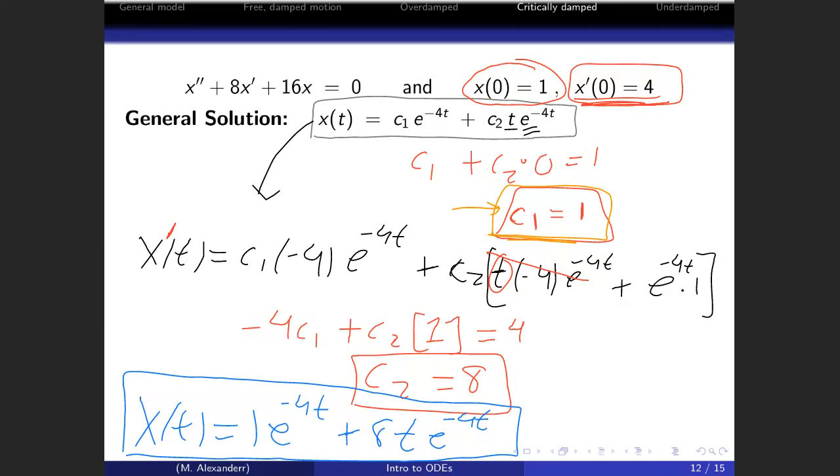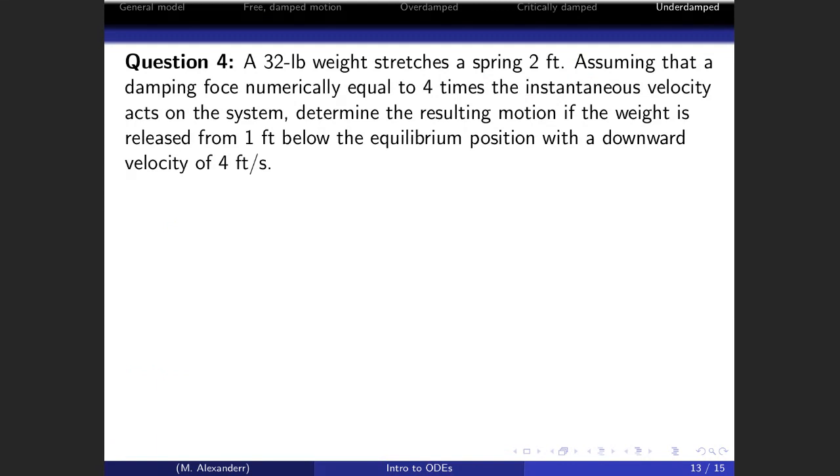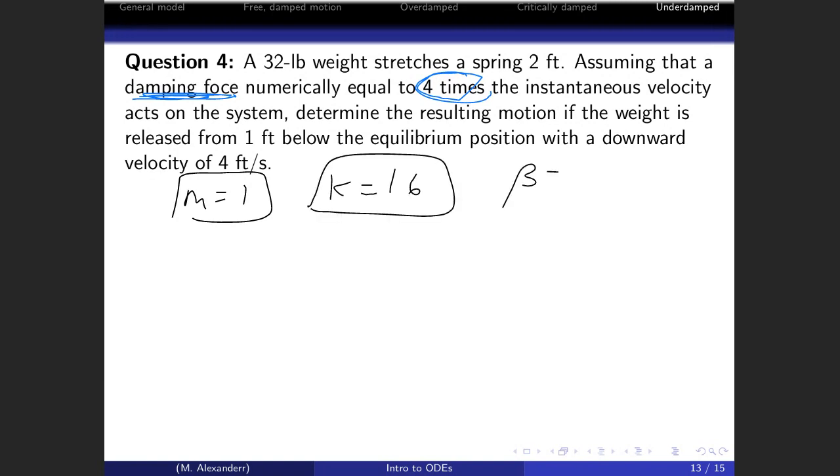All right, so now let me go into the last example. The last example is going to be the same problem, except that now I'm changing the damping even further. So I'm reducing the damping force even further, and so this is going to be only 4 times the instantaneous velocity. Let me write down the information that we had previously, because it is the same problem as before. We found out that the mass was equal to 1, the spring constant K was equal to 16, and then the beta is equal to the number 4. Those are the parameters coming from the physical situation.